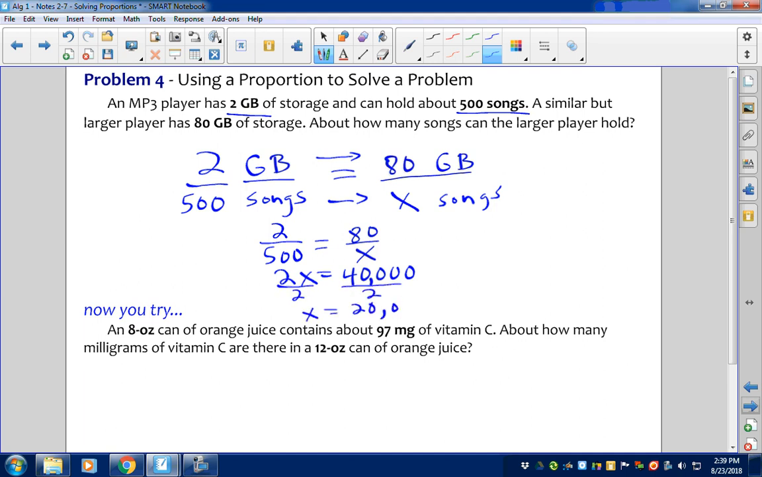Wow. So that's the difference between 2 gigabytes and 80 gigabytes of storage. The question is, could we do 500 over 2 equals x over 80? Is that how you set it up? Okay, so guys, listen up. Is it okay to have songs on the top, gigabytes on the bottom? Yes, it is, as long as on the other side it's songs over gigabytes. So yes, good point.